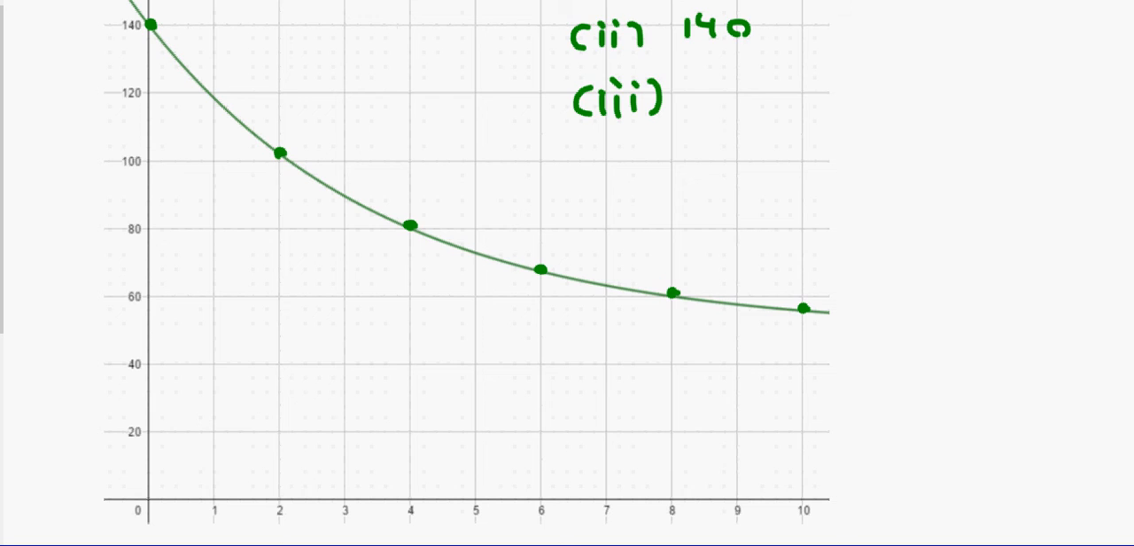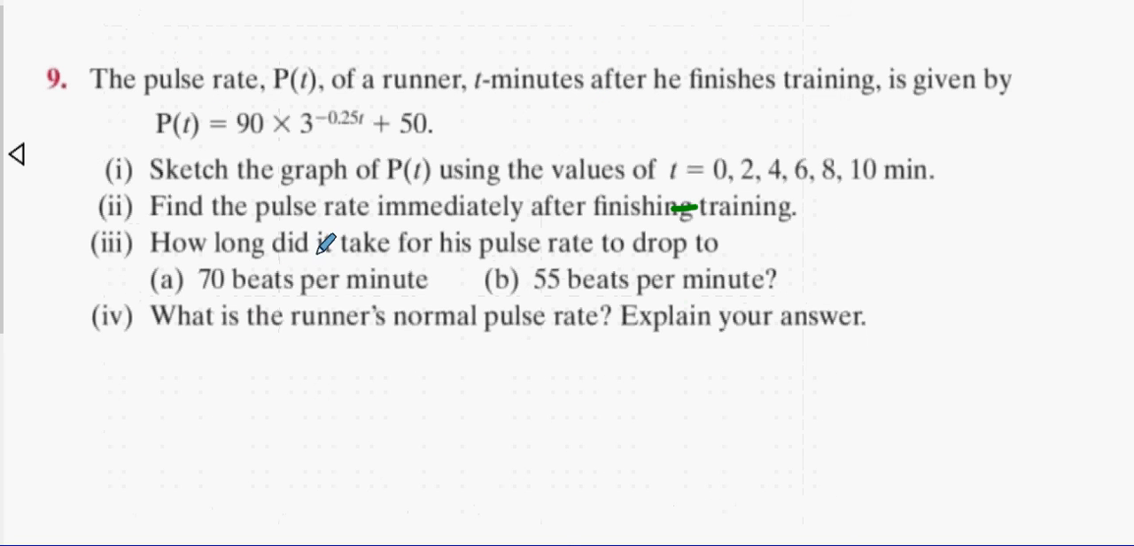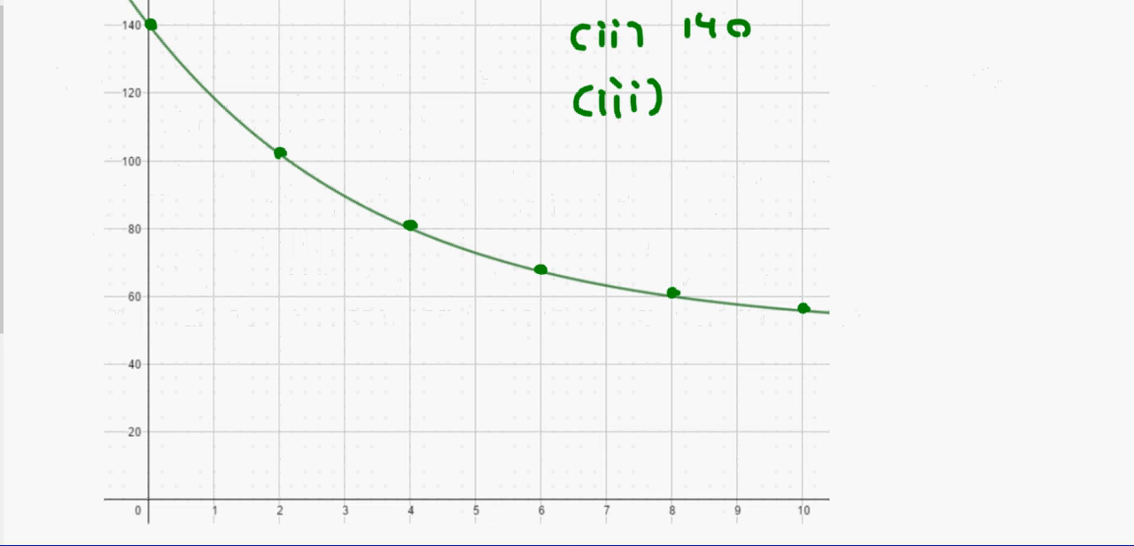For question 3, how long did it take his pulse rate to drop to 70 beats a minute? Well, you just go across with a line here, halfway between 60 and 80. You go straight across, and you hit it, and you go straight down. Did anybody get about 5.5 minutes for that? For 70 beats? So 5.5 minutes.